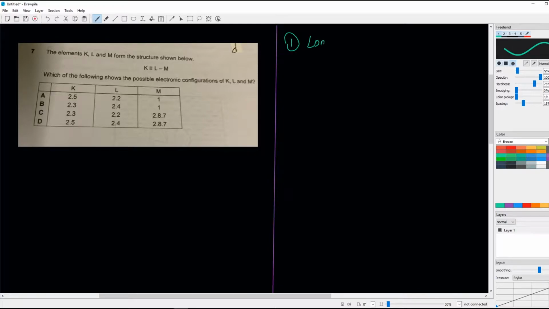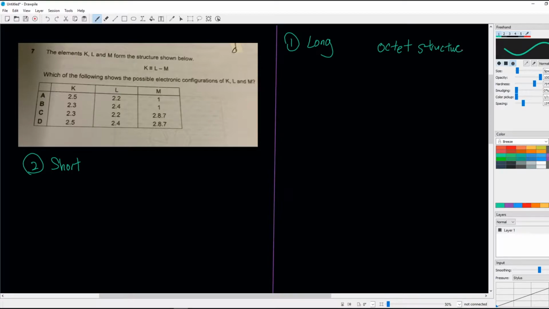Pertaining to this question, there's two methods. Basically, one is the long but proper method, and then the other one will be the short method to solve this. I will explain both. Let's start with the long method. For the long method, there's two key concepts you have to know. One is basically the octet structure.